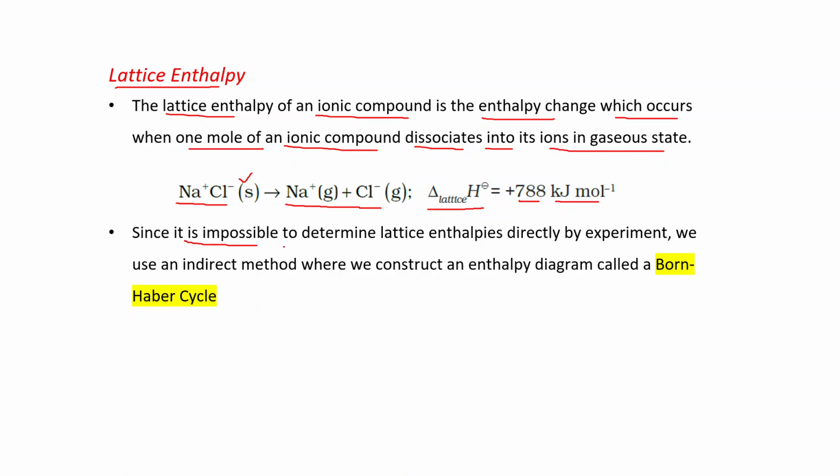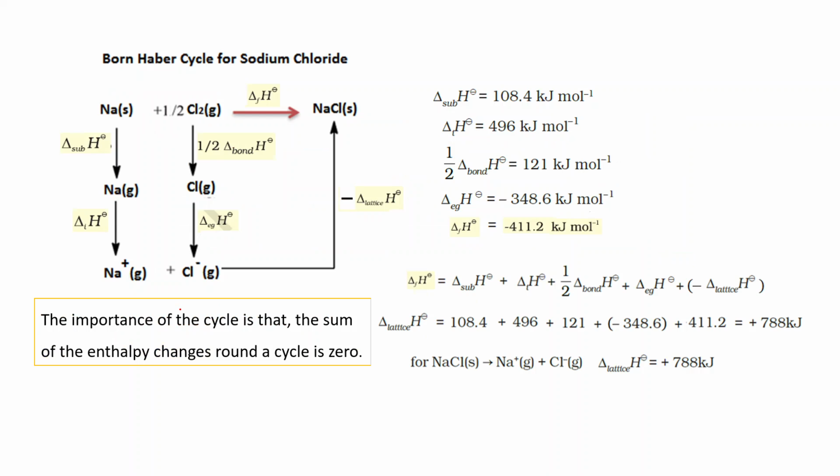Since it is impossible to determine lattice enthalpies directly by experiment, we use an indirect method where we construct an enthalpy diagram, and that is called the Born-Haber cycle. With the help of the Born-Haber cycle, we can determine the lattice enthalpy. Take one example: the Born-Haber cycle for sodium chloride.